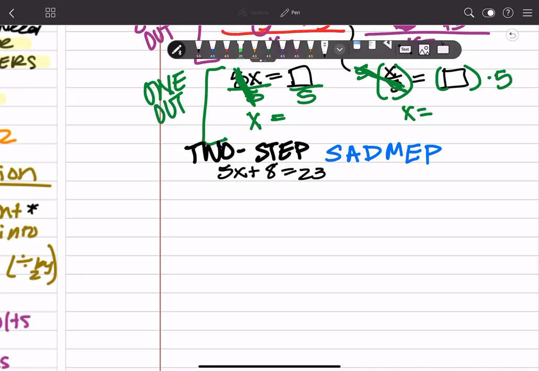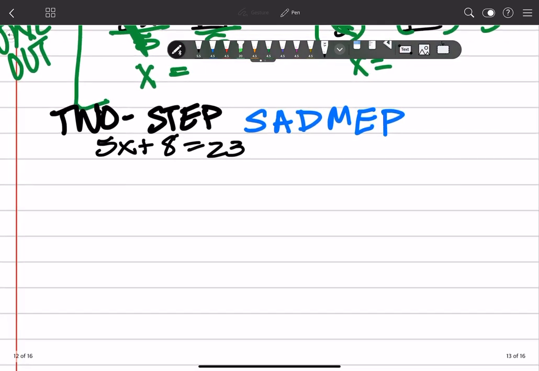So I've got 5x plus 8 equals 23 for this. First thing you look for is either subtraction or addition, and I see some right here. I'm going to switch colors just so you guys can see a little better. So 5x plus 8 equals 23. I see some addition, so I'm going to use the inverse of it, which is subtraction. And what I do to one side of the equal sign, I do to the other. And I'm going to inverse it out.